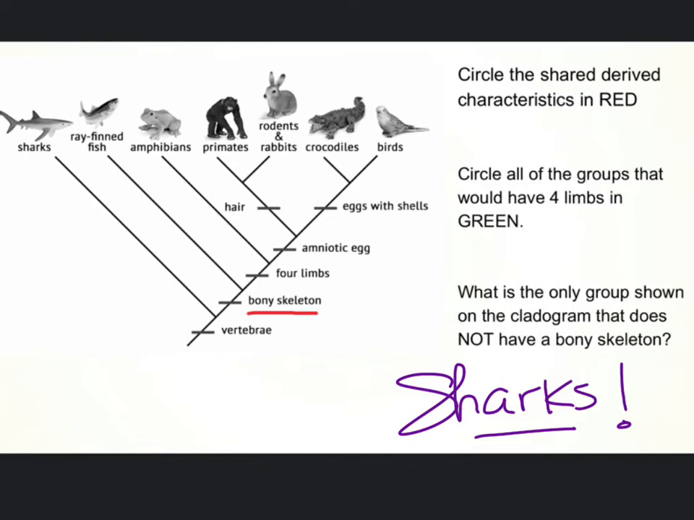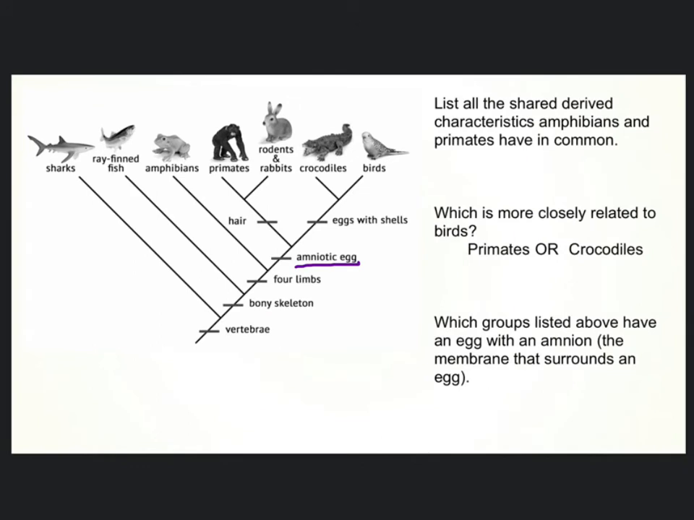Questions on using a cladogram for this kind of interpretation? Straightforward so far? All right. So we're going to do a couple more things with the cladogram. List all the shared derived characteristics that amphibians and primates have in common.